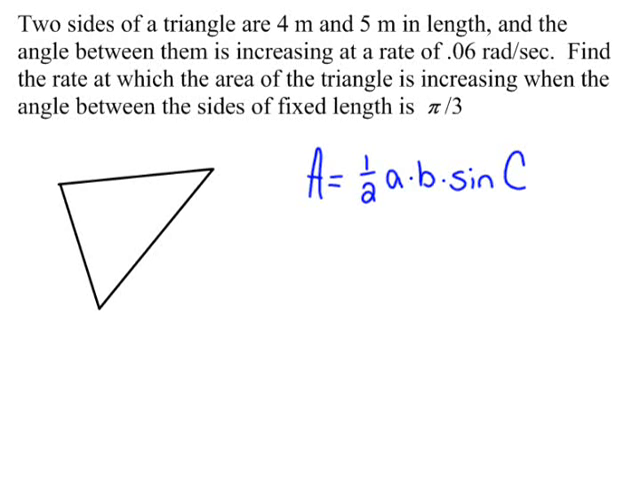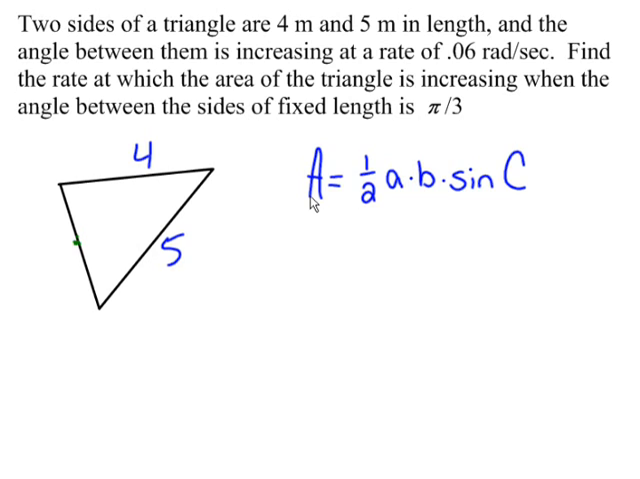All right, the problem says we have two sides of a triangle are 4 and 5 in length, and the angle between them is increasing at a rate of 0.06 radians per second. So first of all, what I want to stop anyone from thinking, because my initial thought was, oh, the other side's 3, is the idea that this is not a right triangle. So I know we're used to the 3, 4, 5 triangle. We've used it a lot in our math courses, but that only works if this is a right triangle.